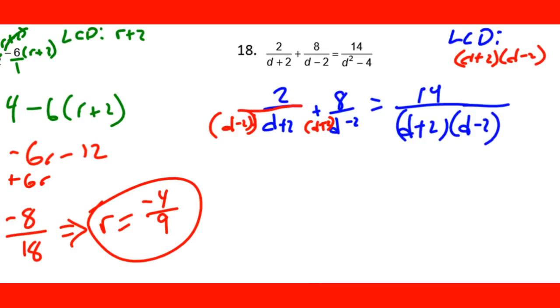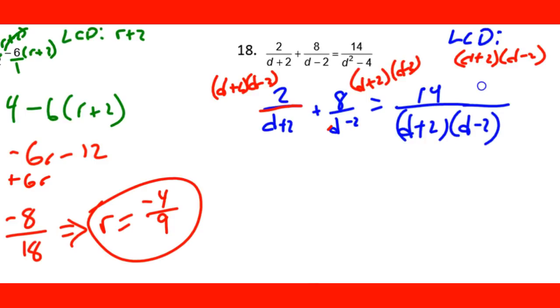Let me clear this out because I don't want to make mistakes. The purpose of this is to get rid of the denominators, so we're going to multiply every term by the LCD. Here we go, d plus 2, d minus 2. Even right here, d plus 2, d minus 2. And over here, we have d squared minus 4, sorry. The reason I'm doing that, guys, is because this factor right here is the same thing, I just factored.